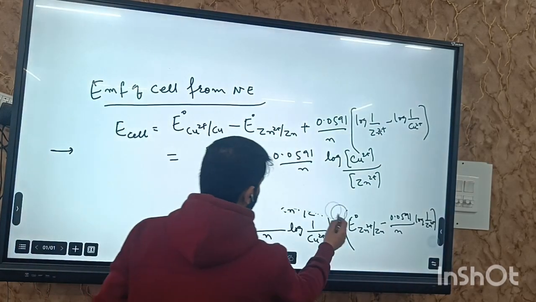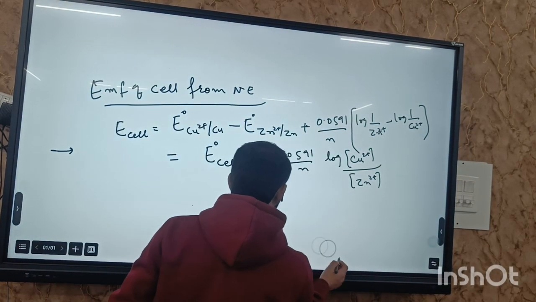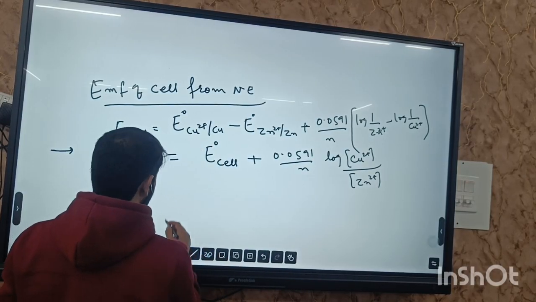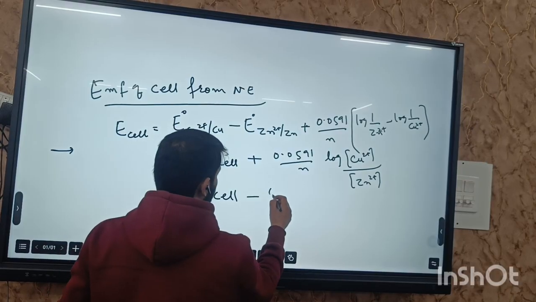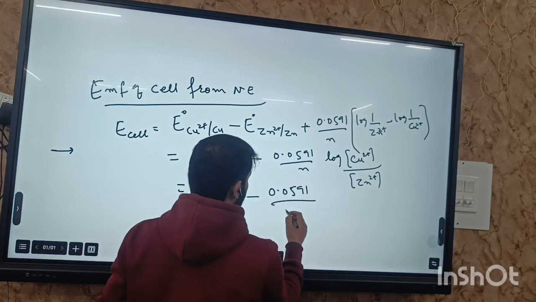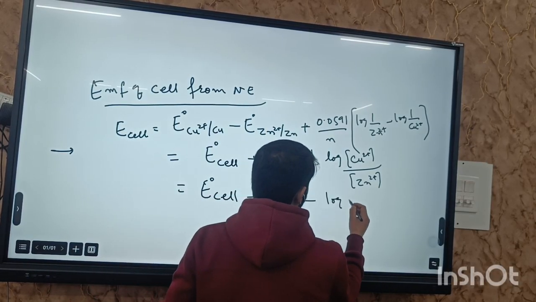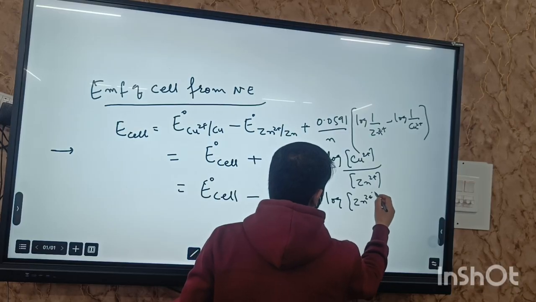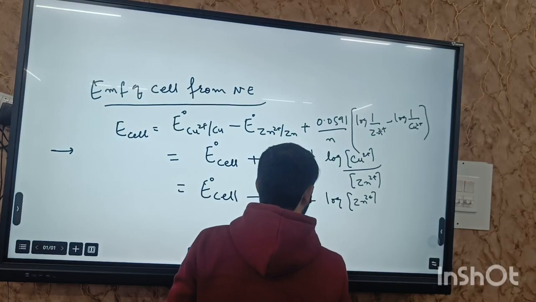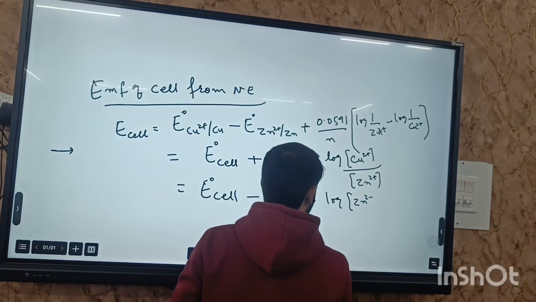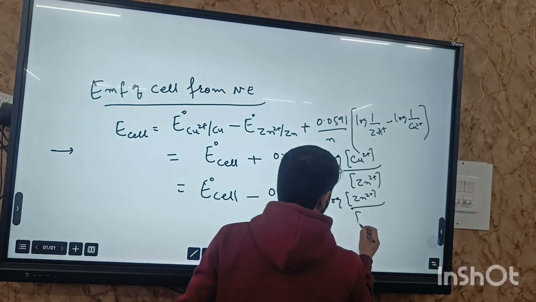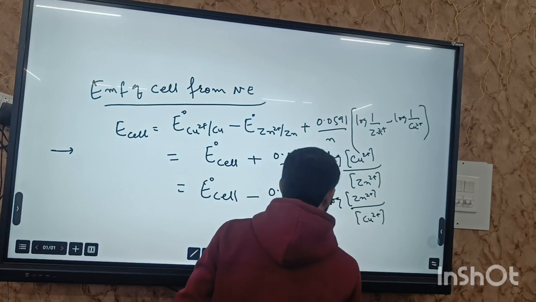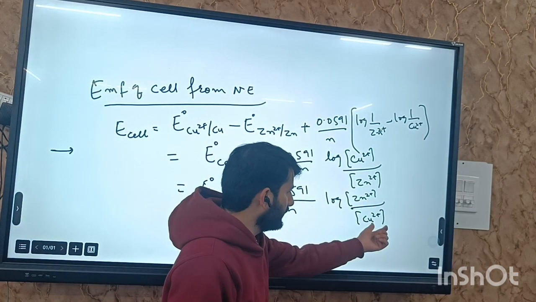If we keep minus here, what will happen? Or you can write here, it is E naught cell minus 0.0591 divided by n log of zinc 2 positive divided by copper 2 positive. You need to write it properly, otherwise it always keeps a mess. And what is zinc 2 positive? It is anode and this is cathode.